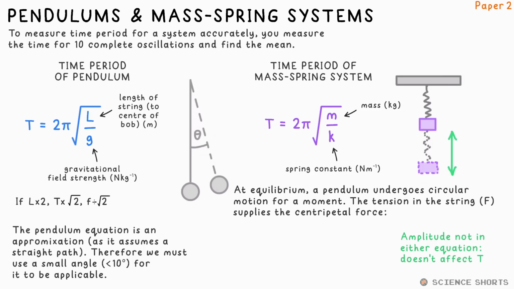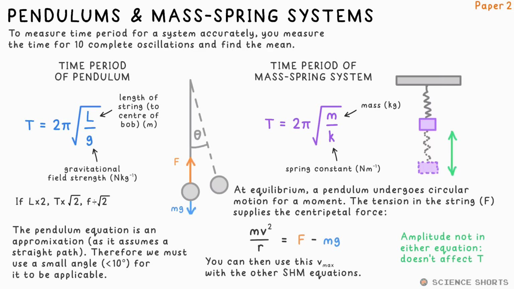A pendulum's motion isn't circular motion, apart from when it passes through equilibrium. It is that for a brief moment. This allows us to use Vmax from SHM and use it in our circular motion equation, F equals mv squared over r. And that gives us a centripetal force, which is going to be the tension in the string minus the weight, again, if we're thinking about magnitudes.